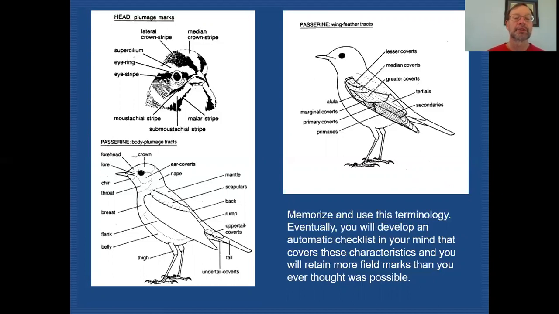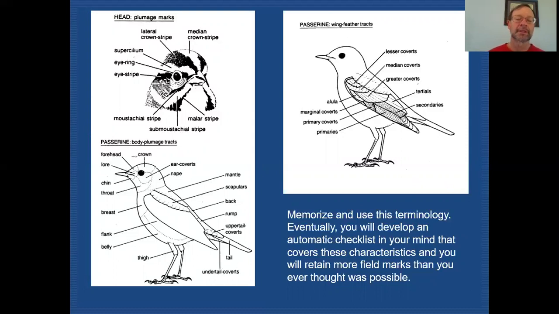The next illustration down below that, you start out with crown, then going clockwise, we have ear coverts and nape, mantle, scapular, back, rump, undertail coverts, tail, undertail coverts, thigh, belly, flank, breast, throat, chin, lower, and forehead.